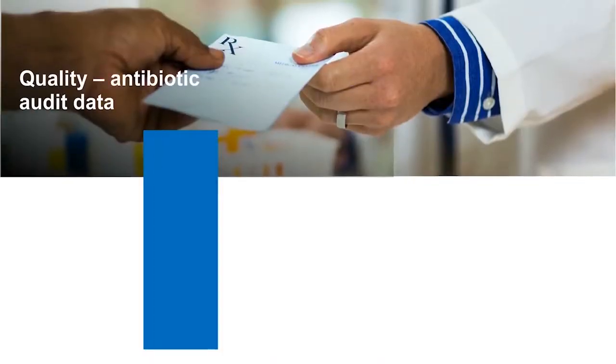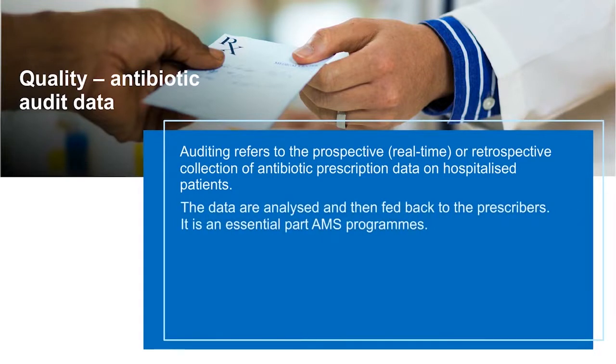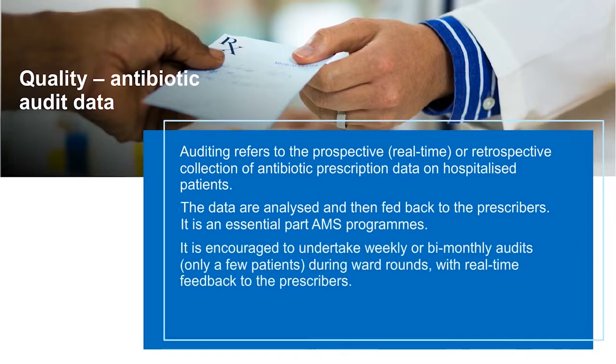Antibiotic audit data involves prospective real-time or retrospective collection of antibiotic prescription data on hospitalized patients. The data are analyzed and then fed back to the prescribers. It is an essential part of AMS programs. It is encouraged to undertake weekly or bi-monthly audits of only a few patients during ward rounds, with real-time feedback to the prescribers.